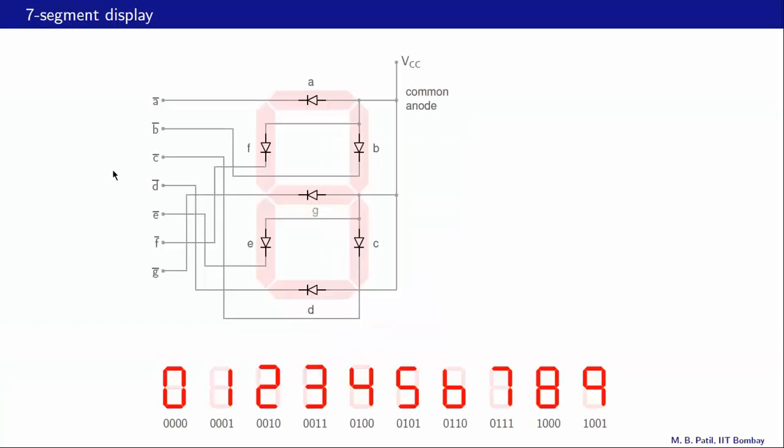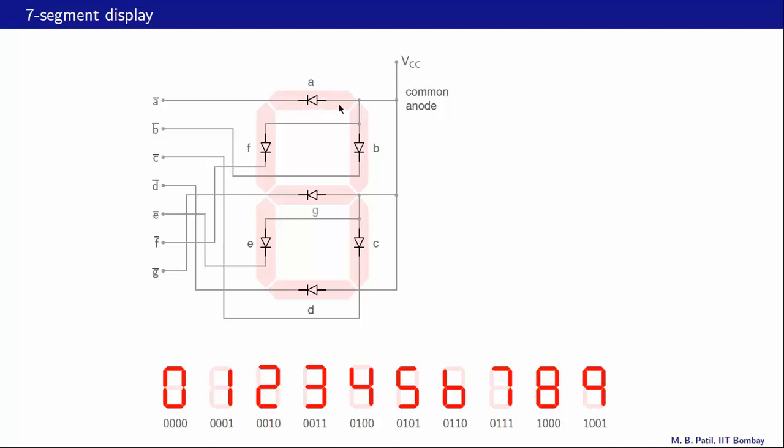Let us look at this 7 segment display unit now, and the name comes from the fact that there are 7 segments: 1, 2, 3, 4, 5, 6 and 7, and each segment can be either lit or it can be dark, and that depends on whether this diode conducts or does not conduct.